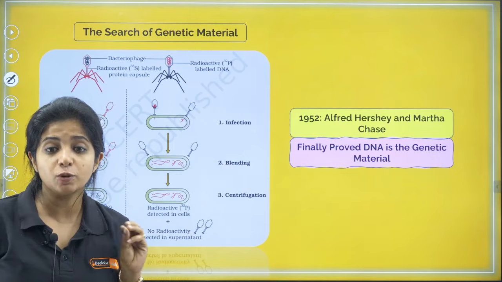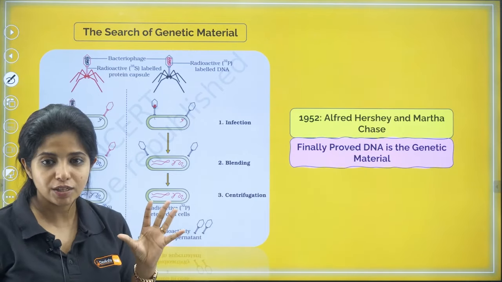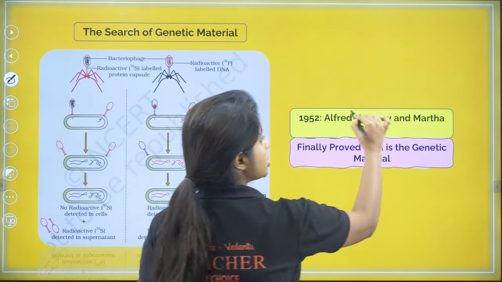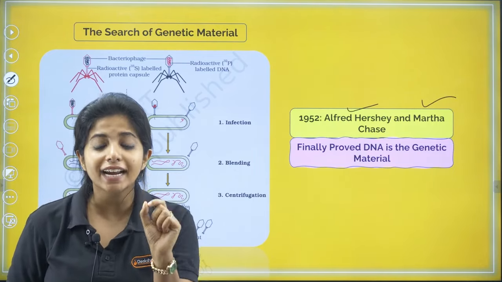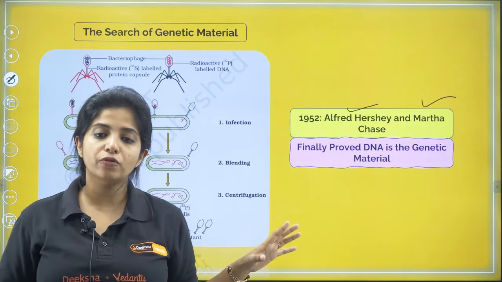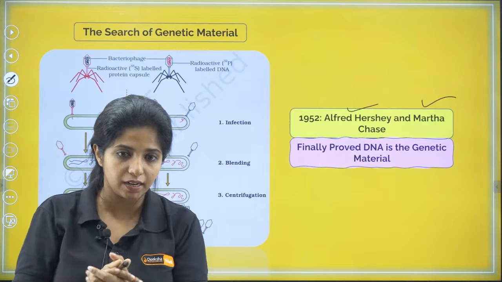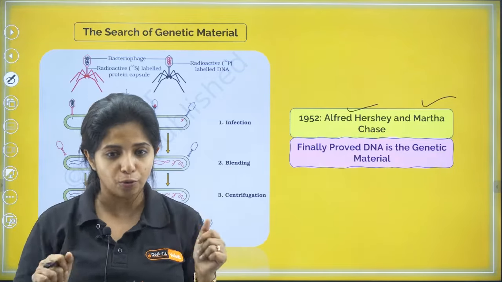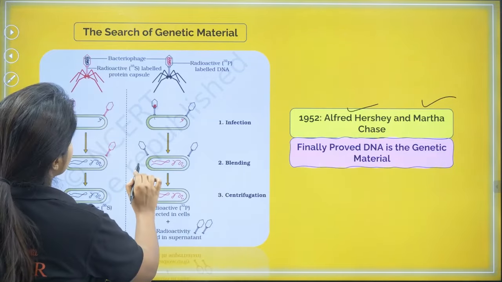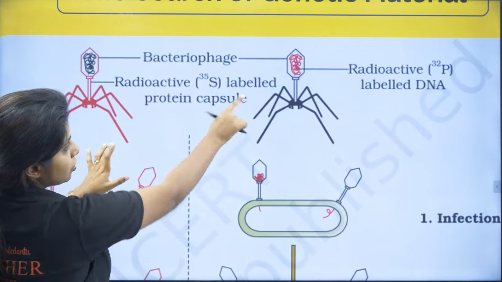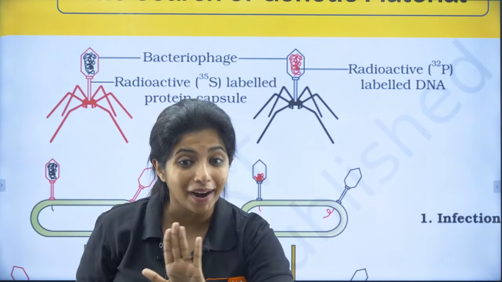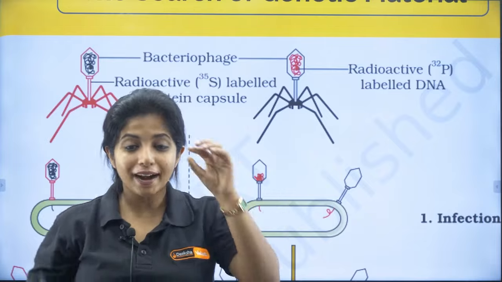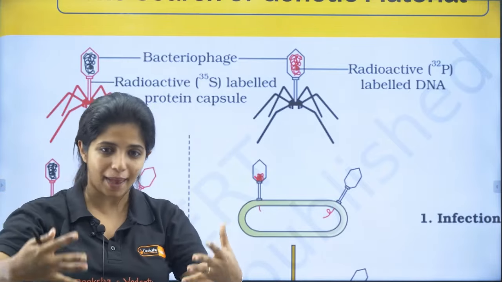Now the last experiment to prove this was done by Alfred Hershey and Martha Chase. The Hershey and Chase experiment in the year 1952 finally proved that DNA is the genetic material. And what did they do to prove it? Over here, they took two bacteriophages. Bacteriophages are viruses, they are not bacteria. Please remember, they are not bacteria, they are the ones that infect bacteria.